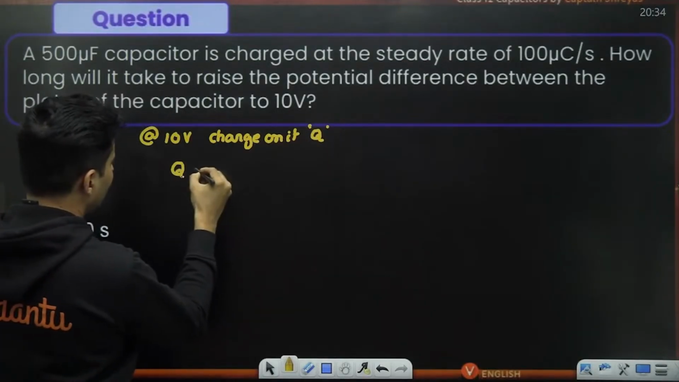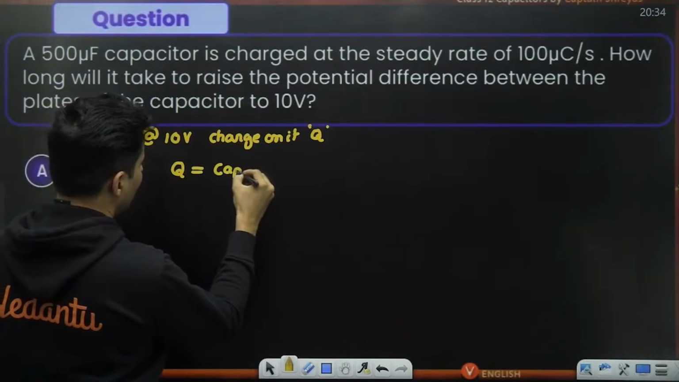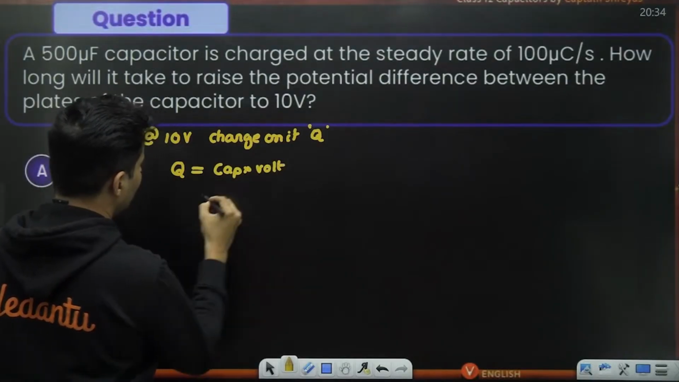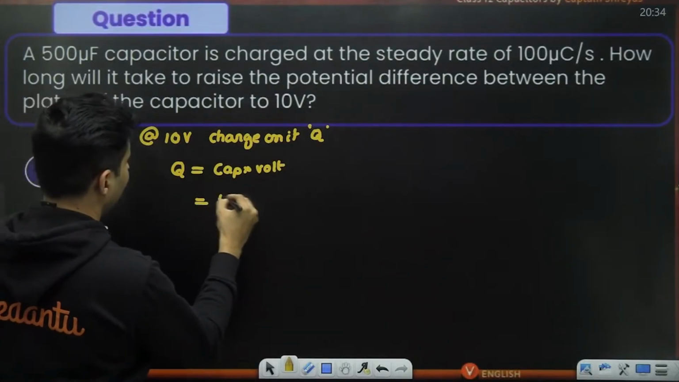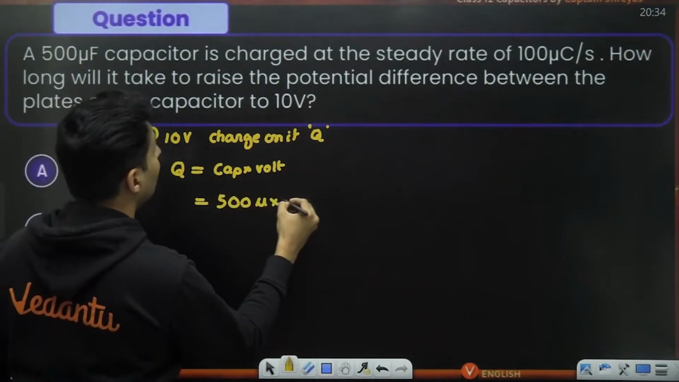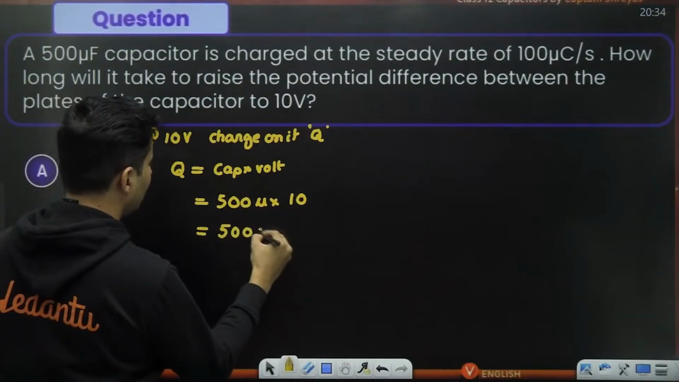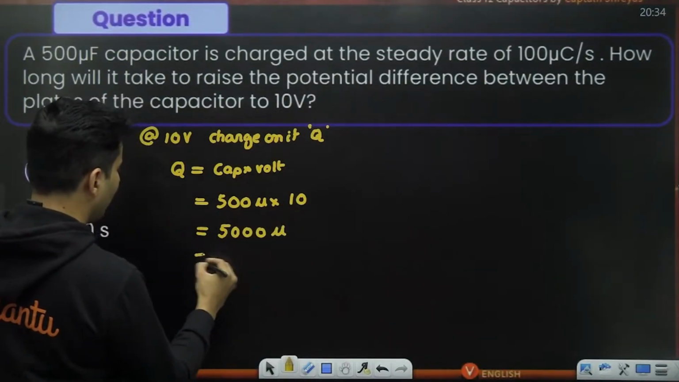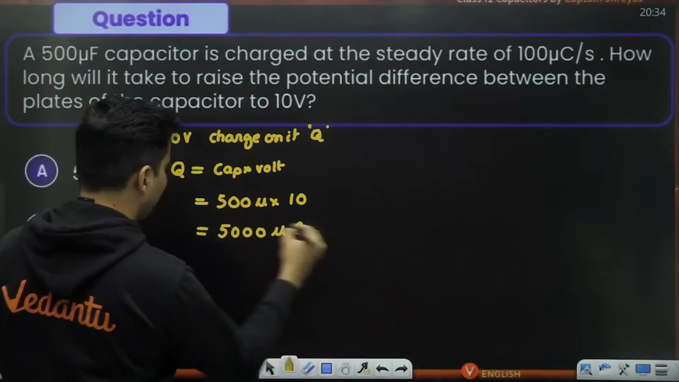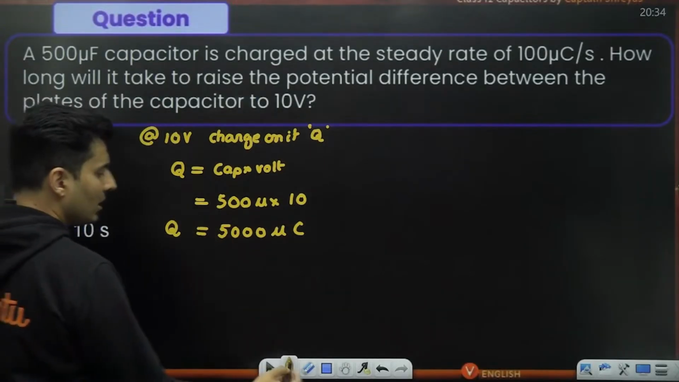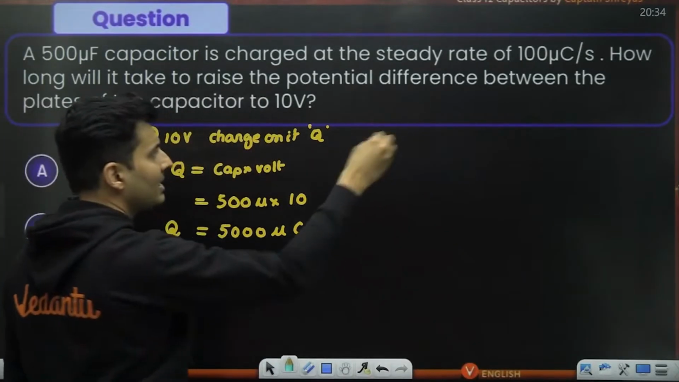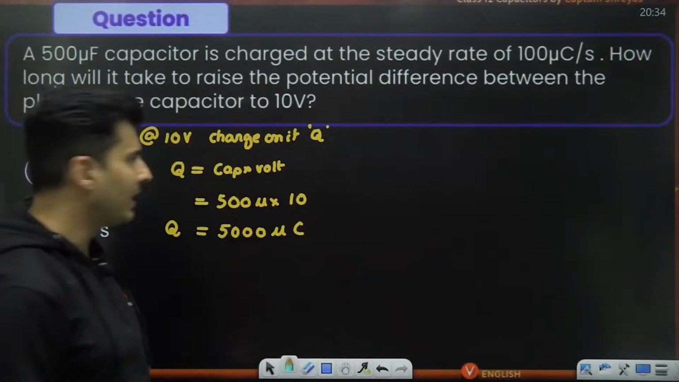So this Q is capacitance multiplied by voltage. Capacitance is 500 micro and voltage is 10. So this is nothing but 5000 micro, in coulomb. So this is the total charge. But we have been given that it is charged at 100 micro coulomb per second.